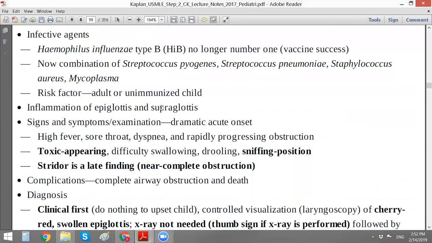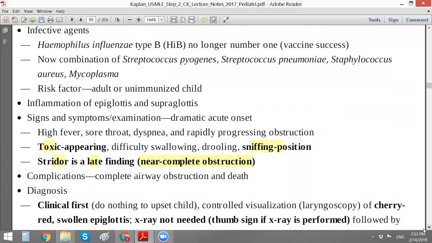Signs and symptoms on examination: dramatic, acute onset, high fever and all that stuff, toxic appearing. This is very important: sniffing position, drooling, sniffing position. Stridor is a late finding; near complete obstruction, then we will find stridor. Then complication: complete airway obstruction and clinical first.